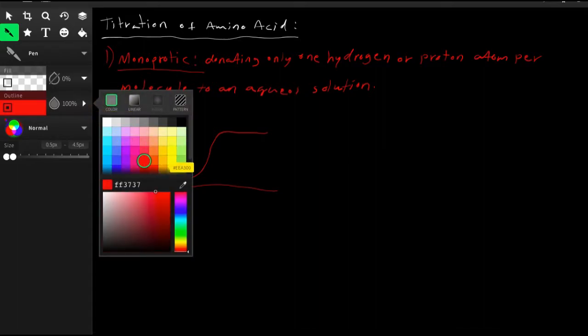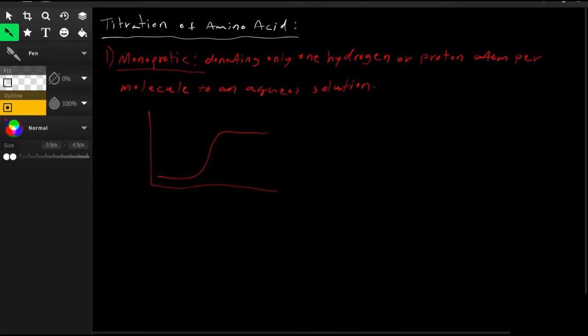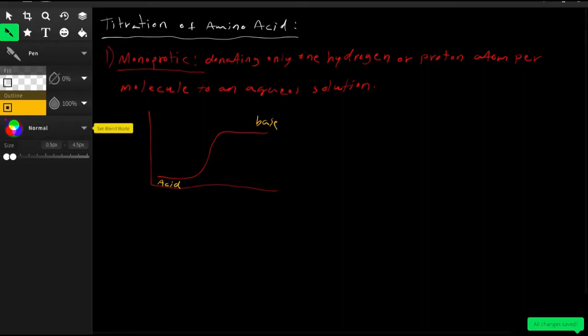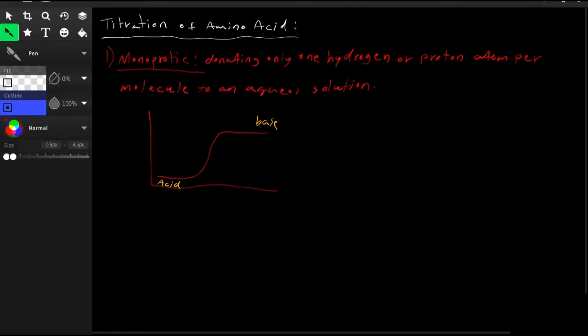Basically, this is the base, and here's the acid. We do have here the equivalence point. It always has a pH of 7. And the buffering region will be at this, on the acid side. Buffering region.